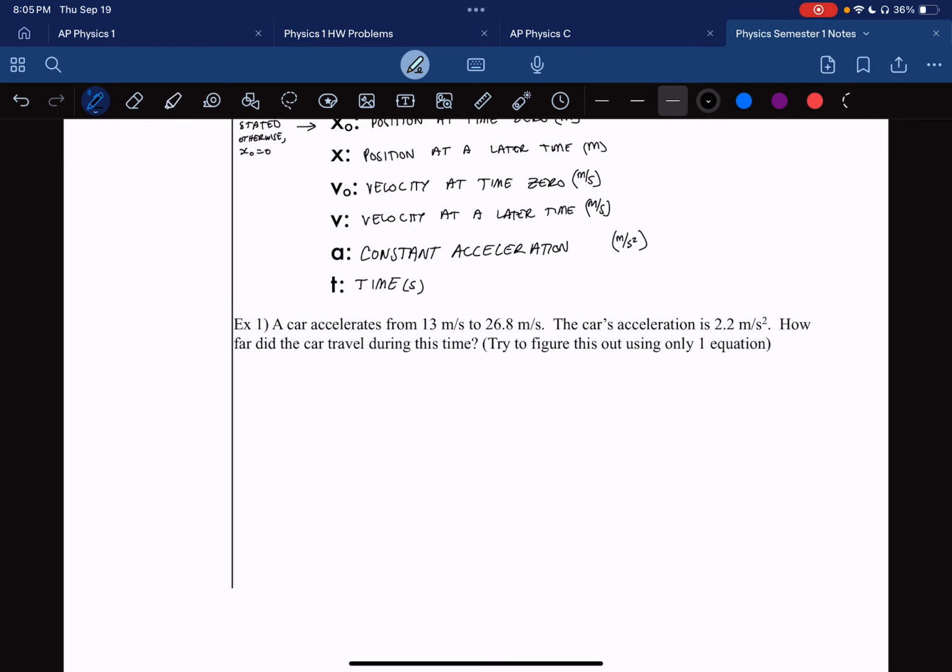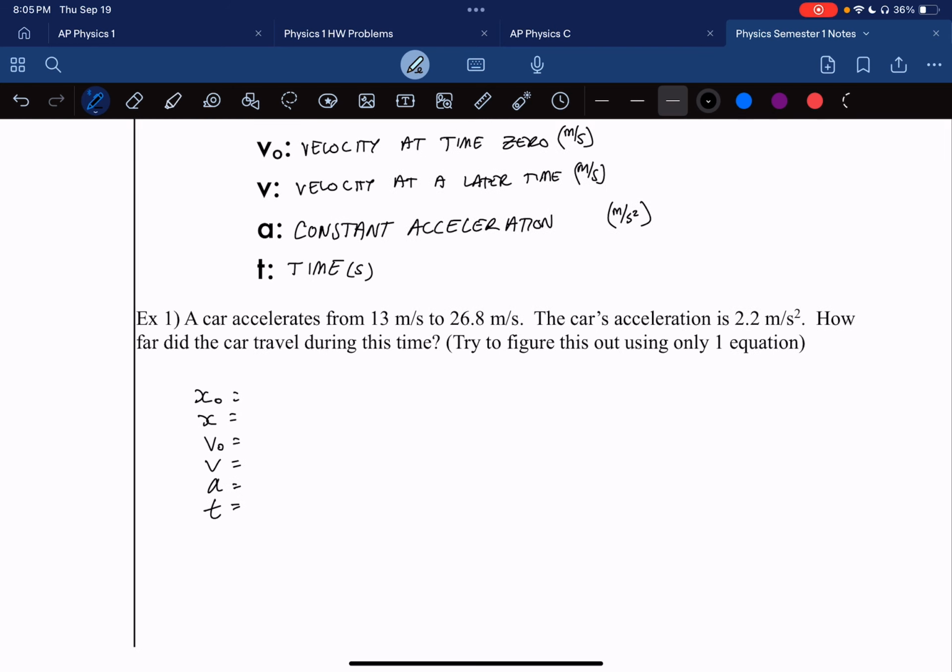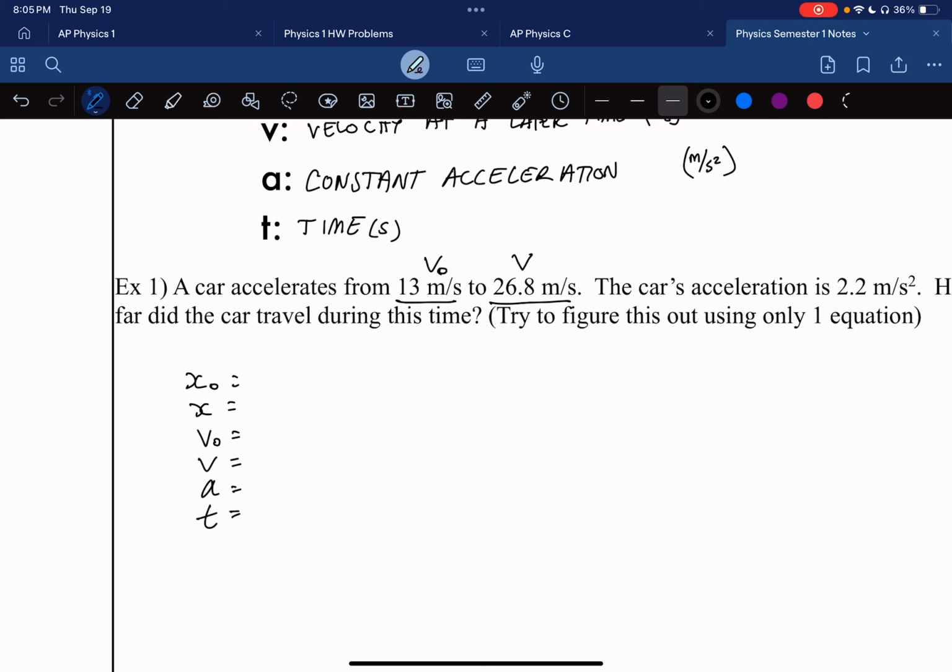I'd like to just quickly solve example number 1. Feel free to pause the video at any time, take a break. We'll start with the list. It says a car accelerates from 13 meters per second to 26.8 meters per second. Very clearly stating what's happening. It's going from this speed or velocity to this one, but since we start with that one, we call that v naught. So that's 13 meters per second to 26.8 meters per second.